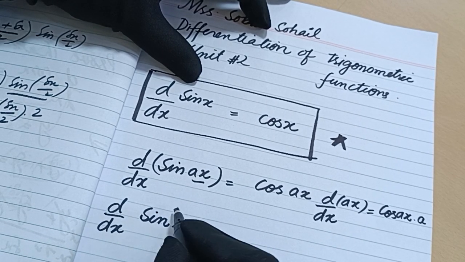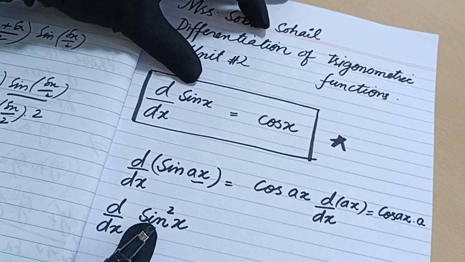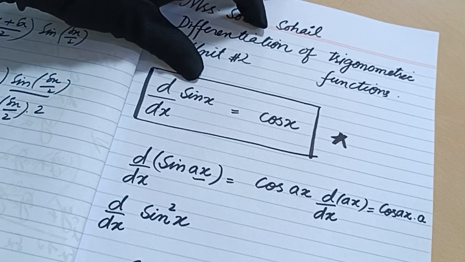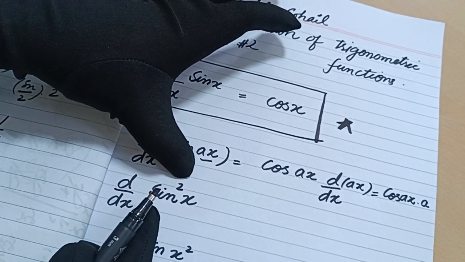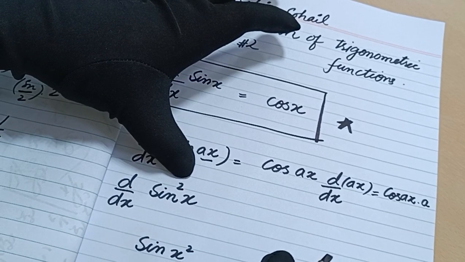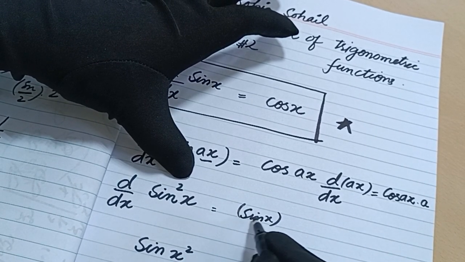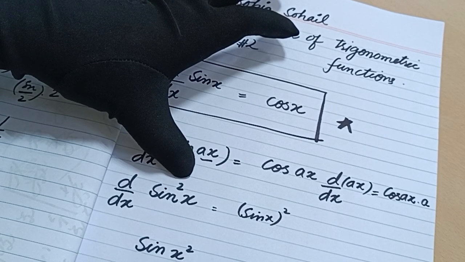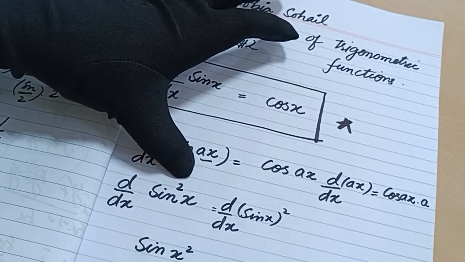Okay. The second case which you must try: the angle is anything, suppose we are taking x, but there is a square on sine. If the square is on sine, it is different, and if the square is mentioned on the angle, it is different. So keep a difference between these two things. If the square is placed here, it means sine x whole square. If the square is placed here, it means the square is only on the angle. So the derivative of this and this will be different.